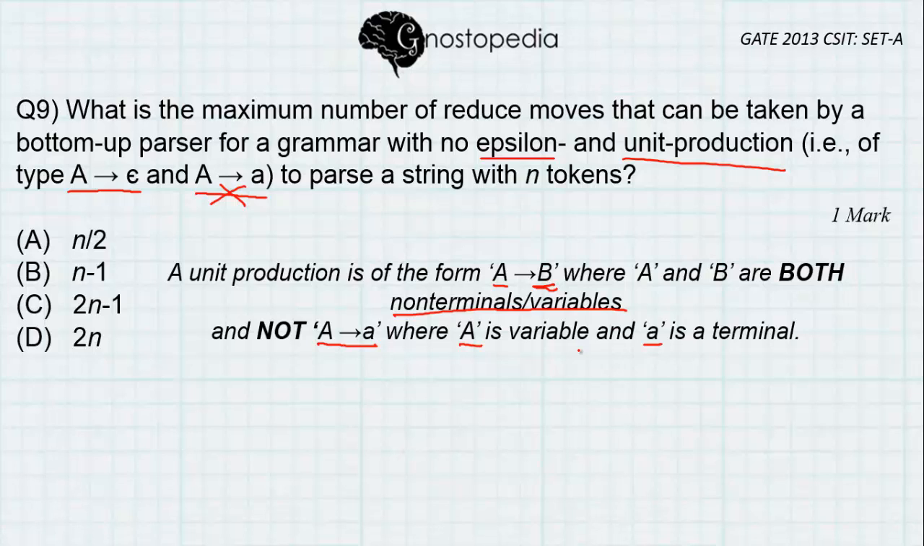IIT Bombay got lucky while setting up this paper because you could get the right answer by just selecting a grammar without A gives epsilon and this production, which is actually not a unit production. Hence there was no need of giving marks to all for every student for this question. However, I will show you the right question and the right answer associated with that question.